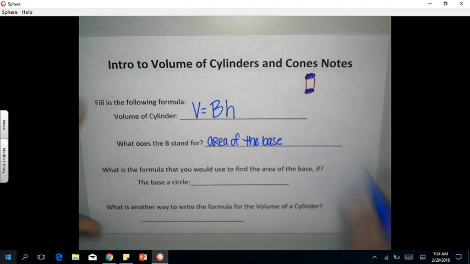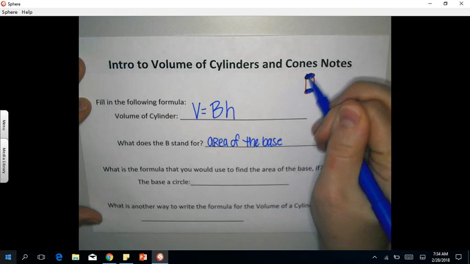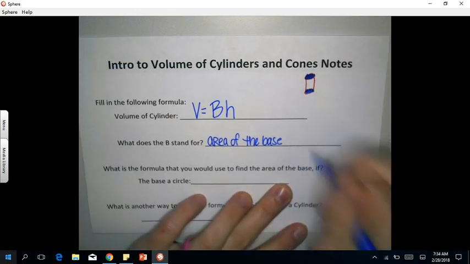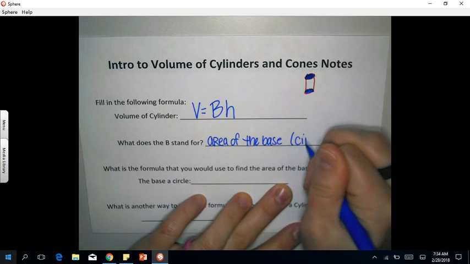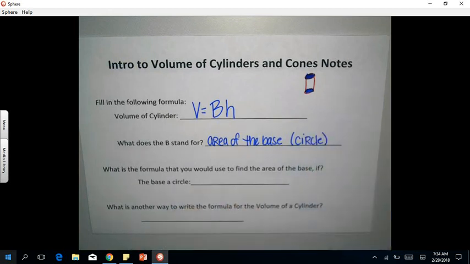For example, in a cylinder, your base is a circle, so the area of the base is going to be the area of your circle. If it was a rectangular prism, the area of the base would be the area of the rectangle. If it was a triangular prism, the area of the base would be the area of the triangular piece. So it's super important that you understand: capital B stands for the area of the base.